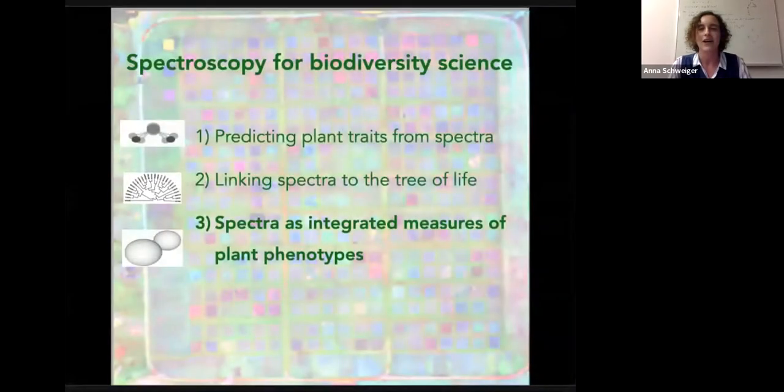All right, so far we've seen that plant spectral dissimilarity follows their functional dissimilarity, and that species spectral differences are to some degree evolutionarily conserved. We have also seen that spectra differentiate plant species better than sets of commonly measured traits, and this now leads us to this idea of spectra as integrated measures of plant phenotypes.